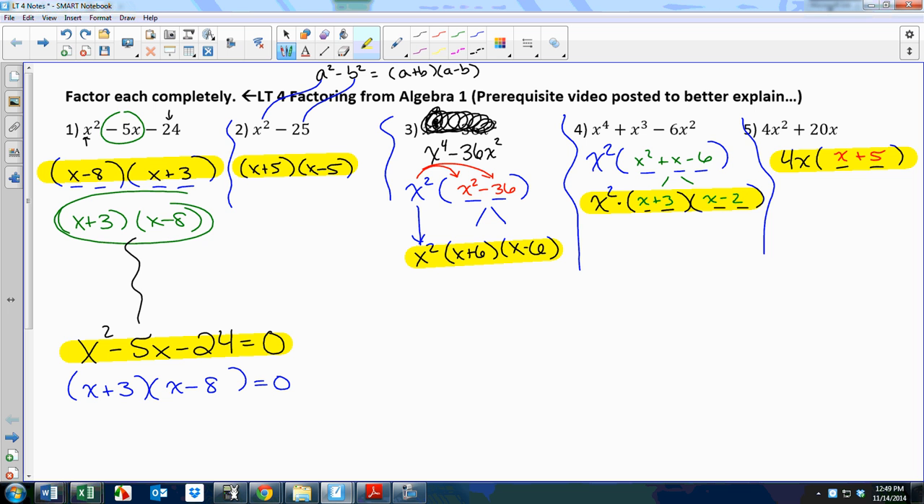Blank times 5 is 0. All right, negative 2 times blank equals 0. All right, you get it, right? There are 2 things in that problem, x plus 3 and x minus 8, that are being multiplied. One of the 2 has to be 0. So either x plus 3 is 0 or x minus 8 is 0. And you can solve those little equations to get the 2 answers, x equals negative 3 and x equals 8.